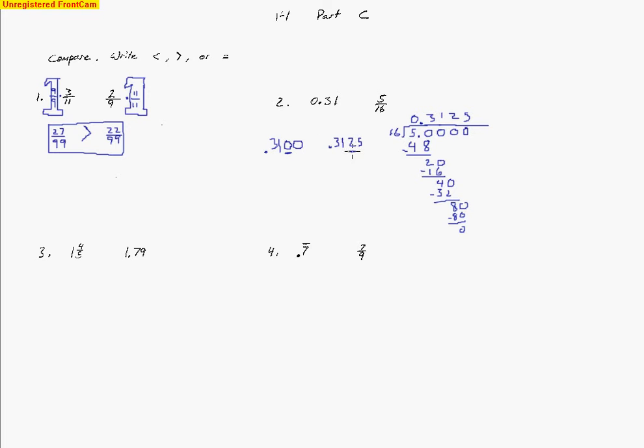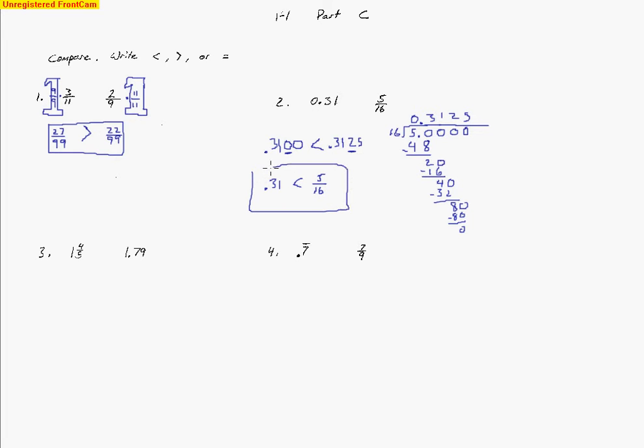So that tells me that the 3,125 10,000ths is going to be larger, or the 5/16ths is going to be the larger number. And so we would say that 0.31 or 31/100ths is less than 5/16ths.